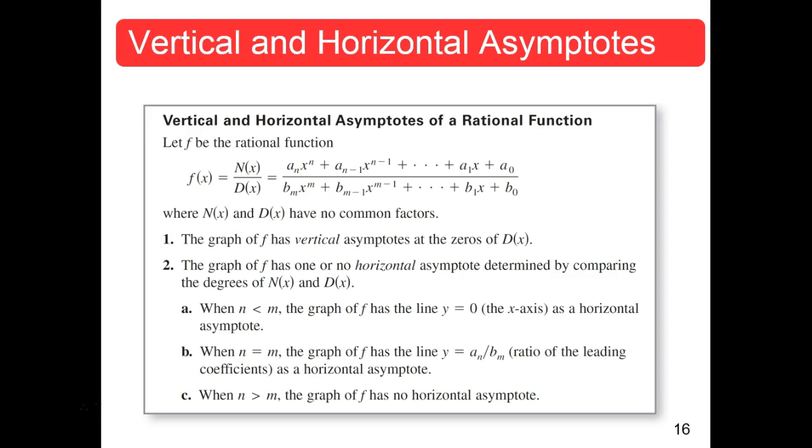Now, N of x, and here's the key, where N of x and D of x have no common factors. They sort of snuck it in there, and are going to spring it on you later without warning, okay? So I'm going to give you the warning now. One of the first things we do when we have a rational function is see if we can factor the numerator and factor the denominator.